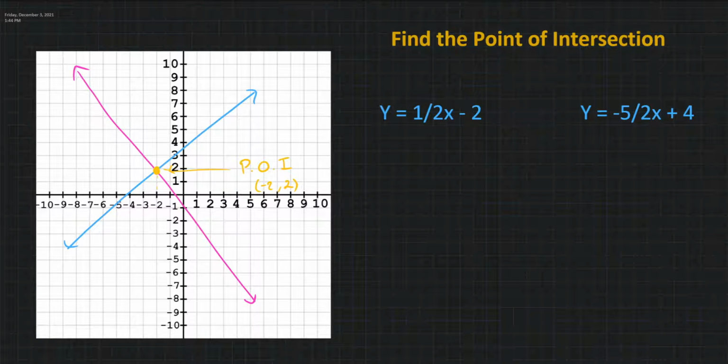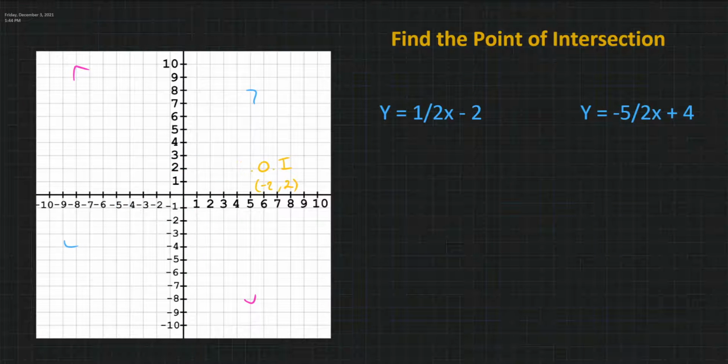So when we're given two lines, our job today is going to be graphing those two lines and seeing where they meet, where they intersect. So let's get started. Let's get rid of all this garbage. And let's get going. So this first equation, y equals 1/2 x minus 2.